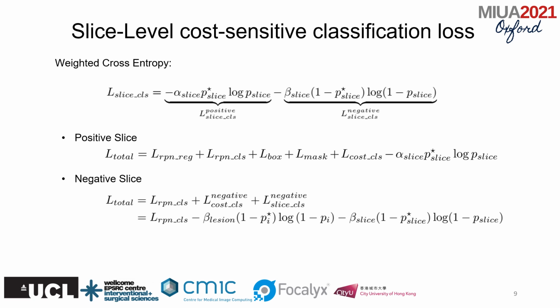In this formulation, P* indicates that there is at least one cancerous region in the slice of interest. P is the largest predicted probability of one detected region being cancerous. Likewise, as in the case at the lesion level, with a larger value of alpha than beta, the network penalizes false negatives more heavily at the slice level.